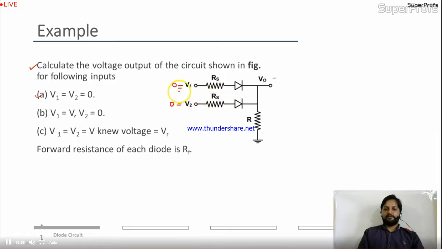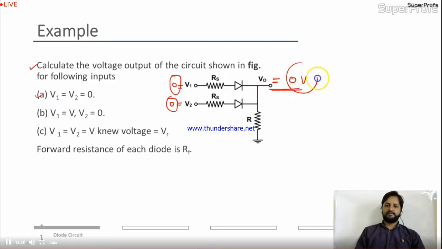If you apply 0, means you are applying nothing to this. What will be the state of the diode? Nothing will be here, right? So if you apply the input as 0, the output will be 0. No output you will get, right? 0 means there is no output. Okay, no output condition. So while applying V1 and V2 as 0, the output will be 0 as it is.